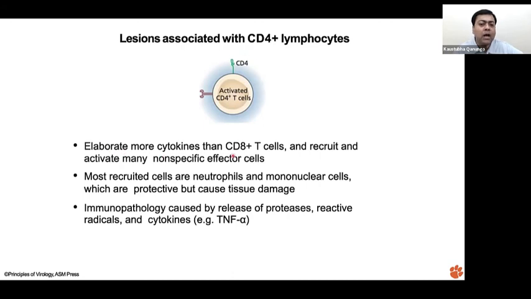Elaborate more. They secrete more cytokine than CD8 cells, and recruit and activate many non-specific effector cells. Most recruited cells are neutrophils and mononuclear cells, which are protective but cause tissue damage. This is what we actually saw in the previous chapter right here.